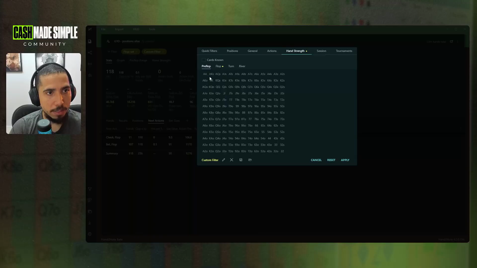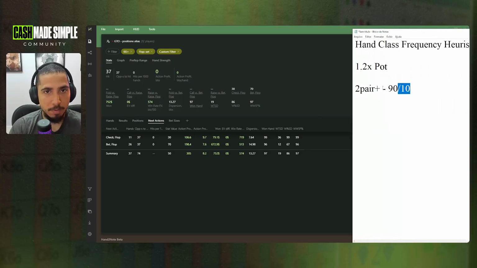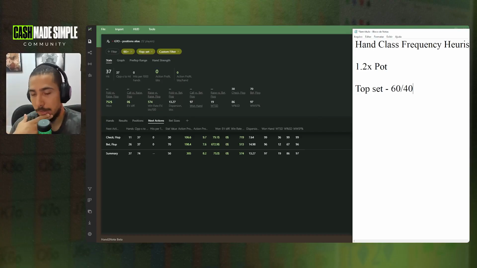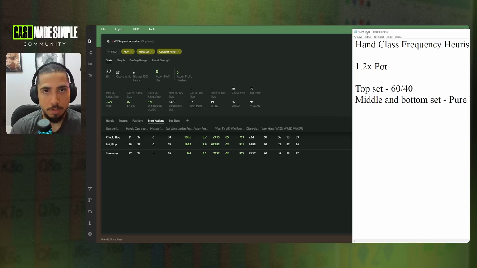Maybe we can do it like this, aces and kings. Yeah, so now I see it goes up to 30%. So probably top set you slow play about 40% of the time, and the other ones you barely slow play. So let's make that heuristic a bit more precise. Let's say that top set, you're going to play 60-40. So you're going to slow play 40% of the time with your top set. Middle and bottom set, you just play pure bet. I think that's a pretty good heuristic here.